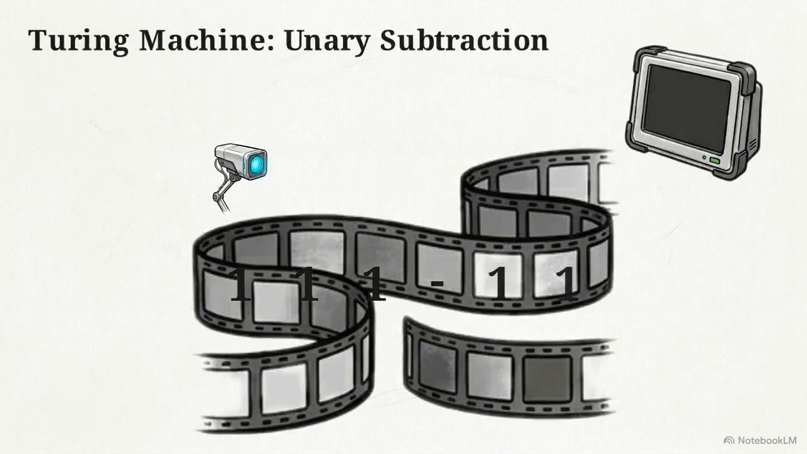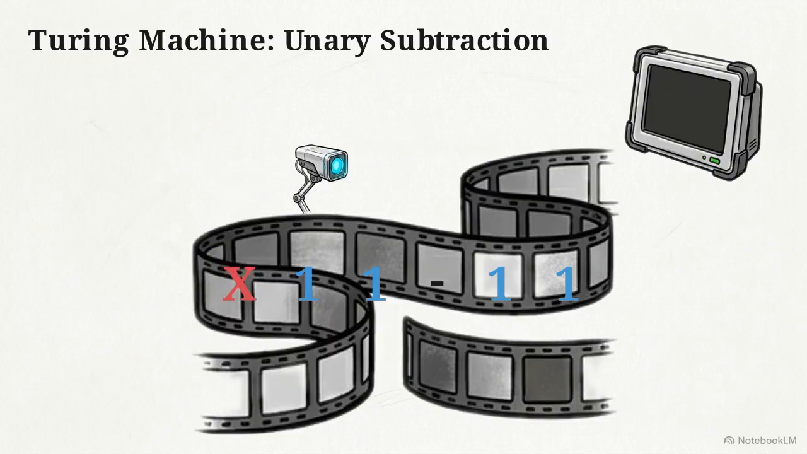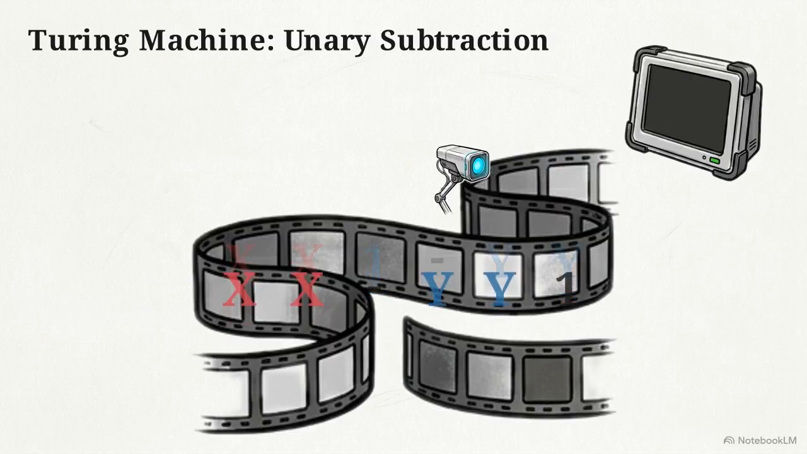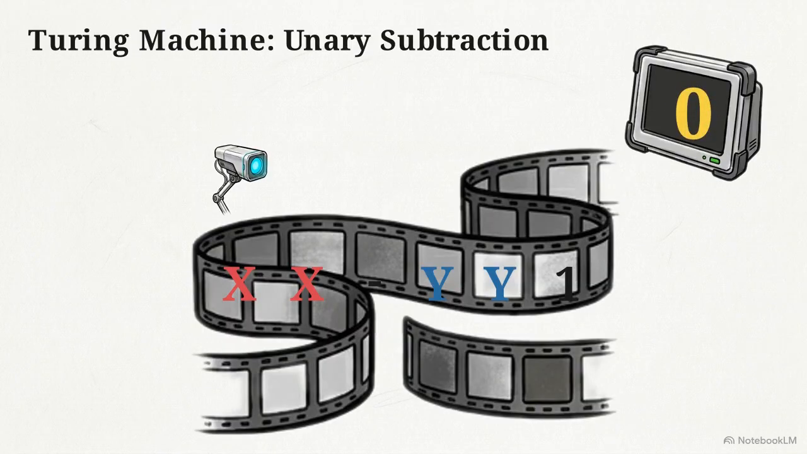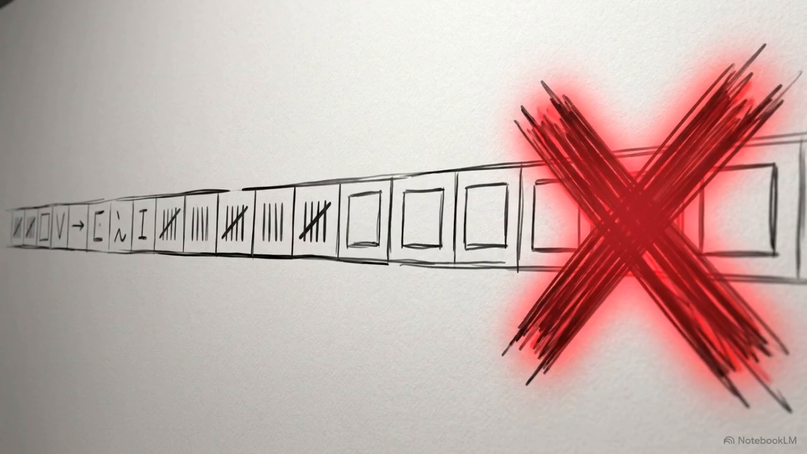Try active recall on the unary subtraction problem from the 2024 paper. The logic requires the head to scan left and right, matching a 1 on the left, replacing it with an X, then finding a 1 on the right, replacing it with a Y. You must also map the edge case where the first number is smaller, ensuring the machine outputs 0. Building the machine is only half the subject. The other half is knowing its theoretical limits.